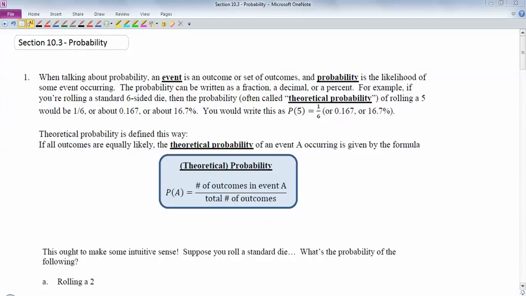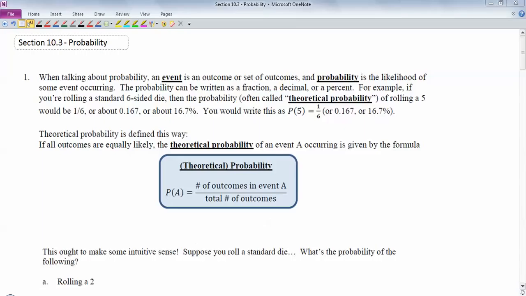Okay, so this video is on section 10.3, which is basic probability stuff. And my guess is you've probably seen some of these things before. When I say basic probability, I really mean pretty simple stuff. Like a typical problem that's described at the very beginning: let's say you're rolling a standard six-sided die, and you want to figure out, what's the probability of rolling a 5?